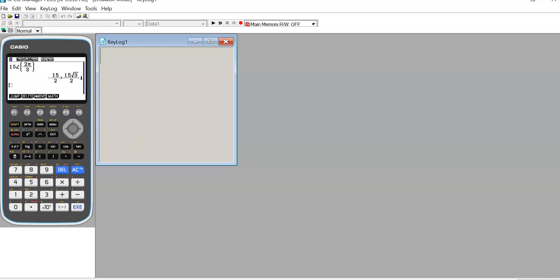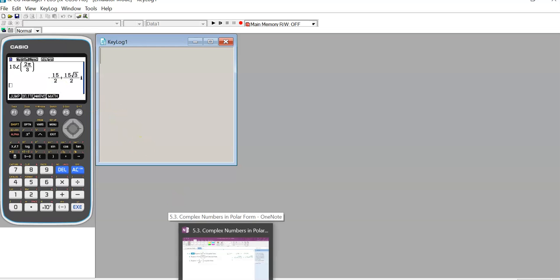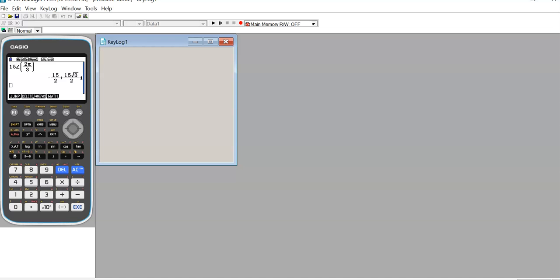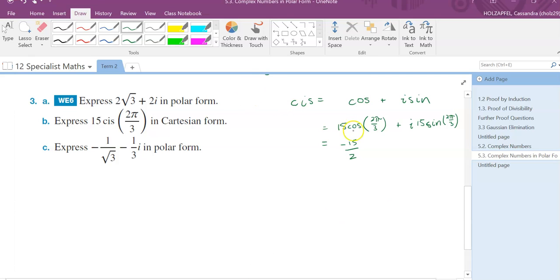So let's jump back in and write that in our OneNote. So what do we have? -15 over 2, and then plus 15 root 3 over 2i. So that's how we can calculate that using our actual calculator.